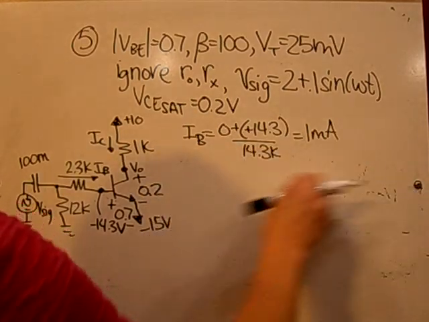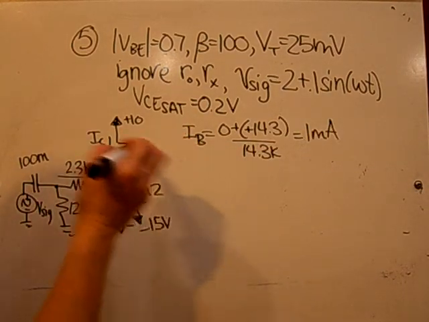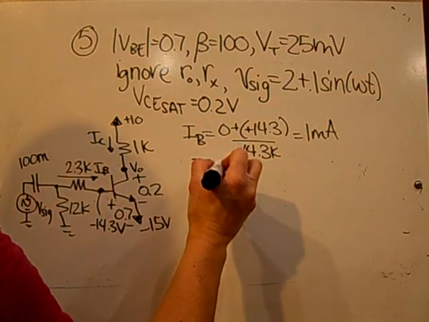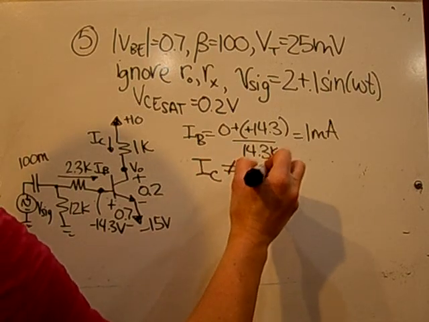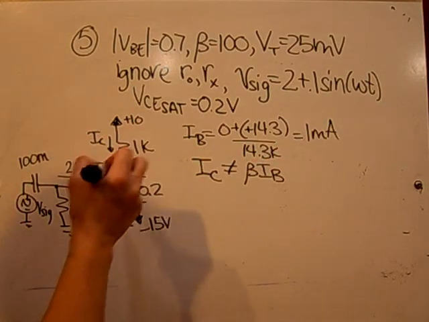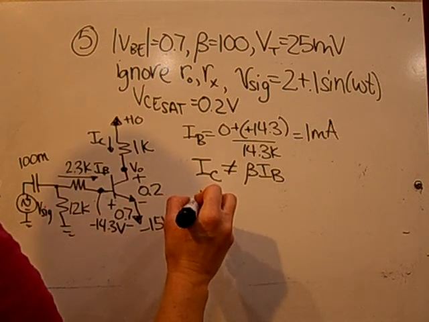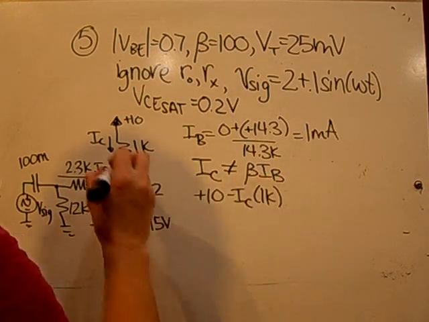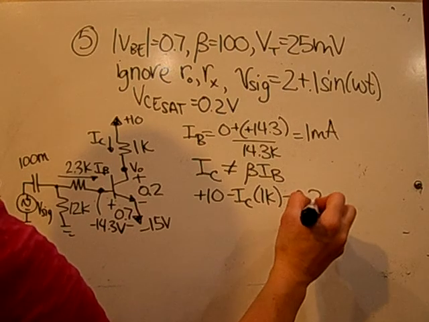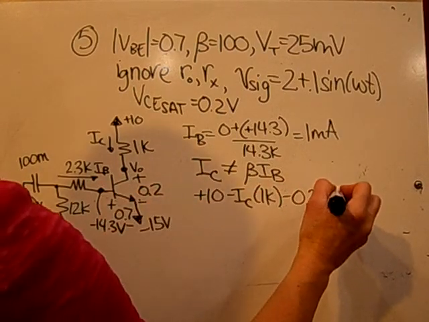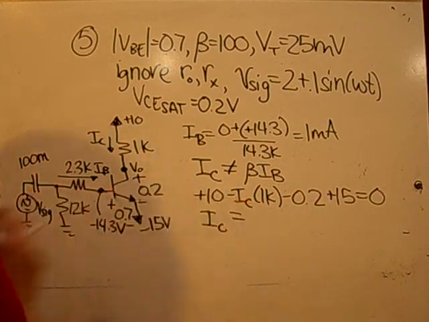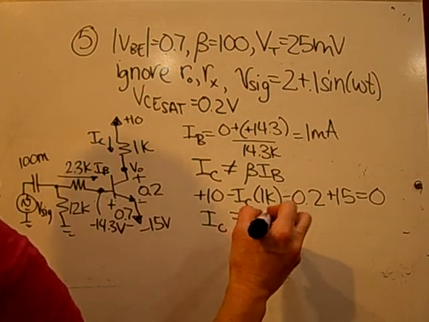Now in this case, it is not correct to assume that IC is equal to beta IB. So IC now is no longer equal to beta IB. So to find IC, you can take a loop from the top to the bottom, plus 10 minus IC times 1K, and then the drop across here minus 0.2, and then a plus 15, and I can solve this for IC. So 24.8 milli.